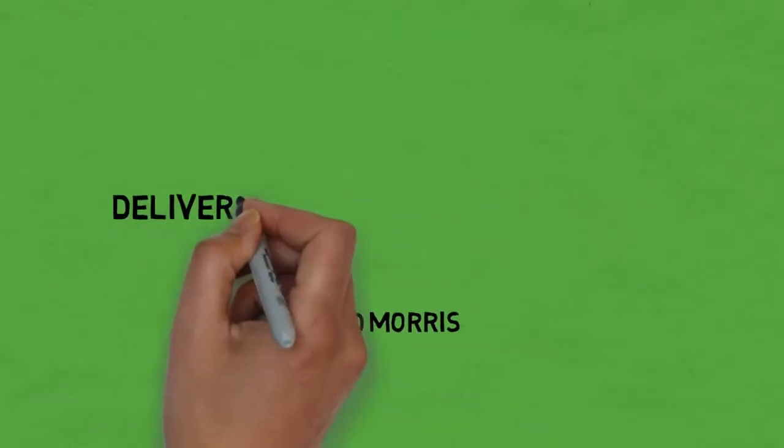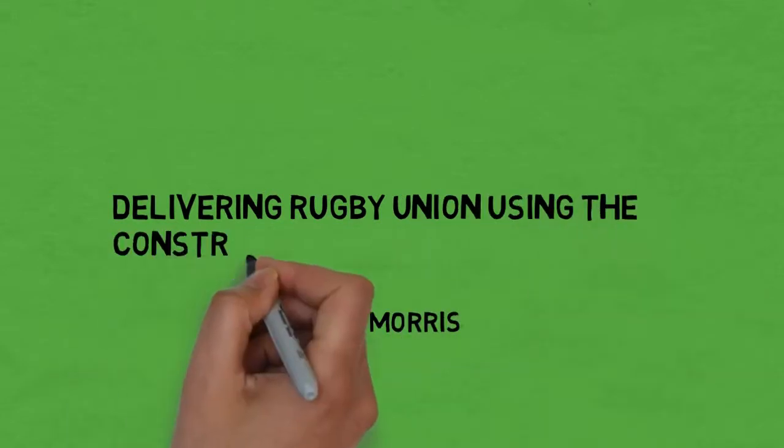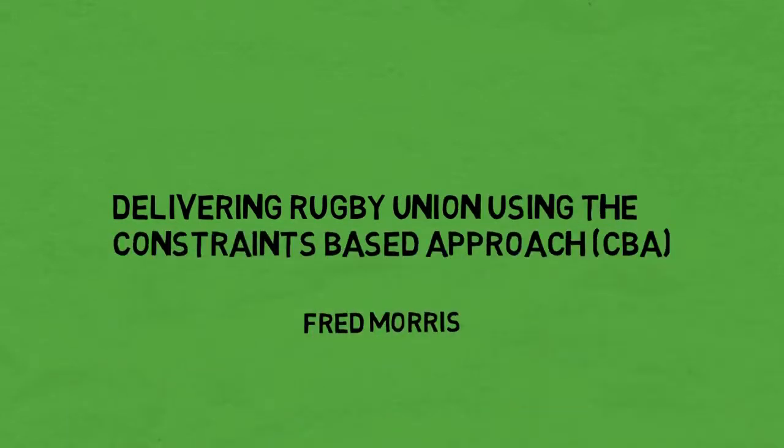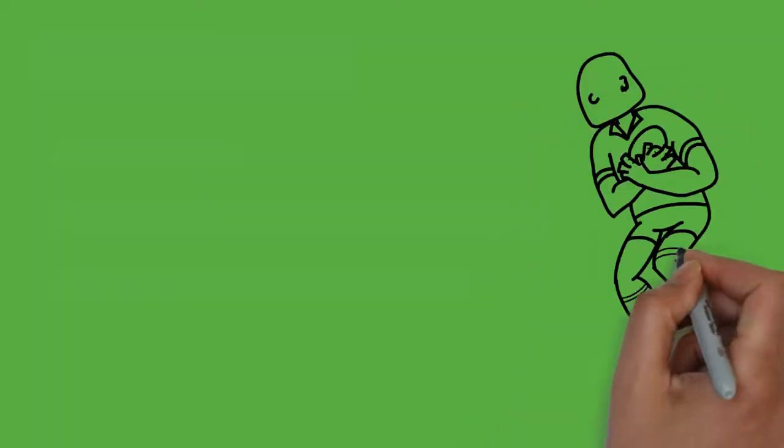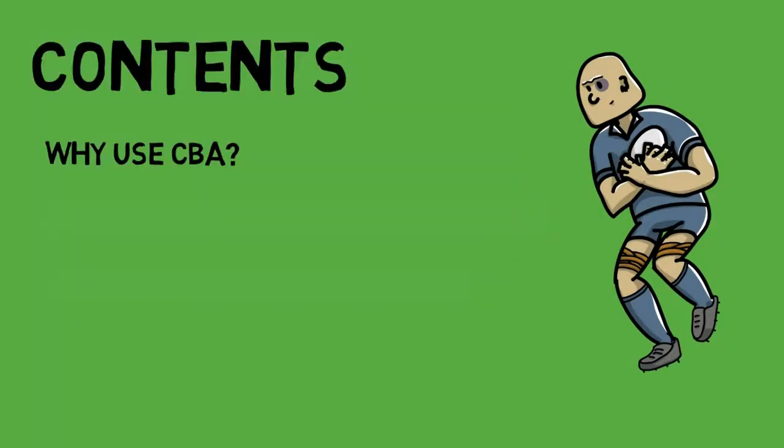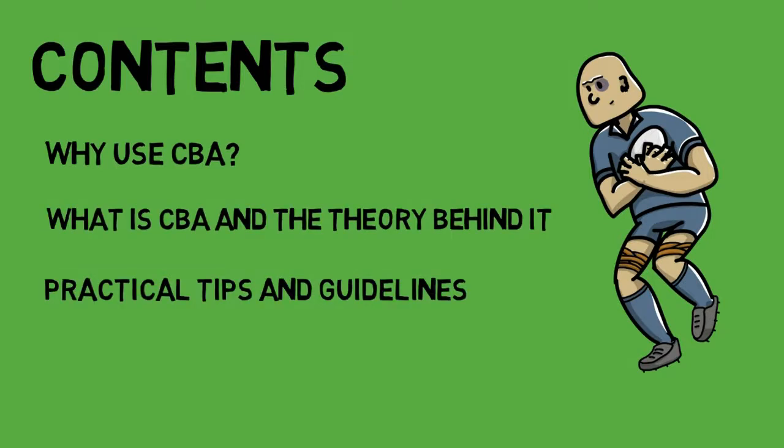I'm going to be talking about delivering rugby union using the constraints-based approach or CBA. During this video, we're going to cover why use CBA, what is CBA and the theory behind it, and then we're going to offer some practical tips and guidelines so that by the end of the video you should be confident enough to go and deliver a session based on the principles of the constraints-based approach.